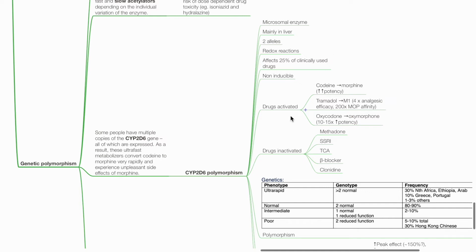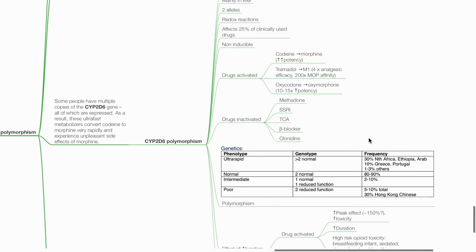Examples of drugs activated by CYP2D6 include codeine, which is metabolized to morphine, tramadol, which is metabolized to M1, and oxycodone, which is metabolized to oxymorphone. Drugs inactivated by CYP2D6 include methadone, SSRIs, TCAs, beta blockers, and clonidine.